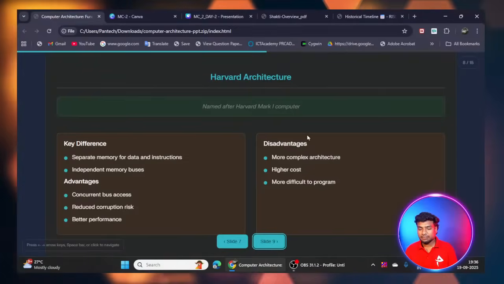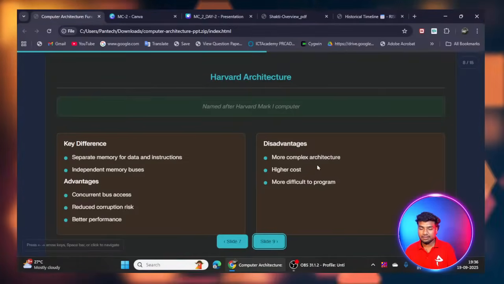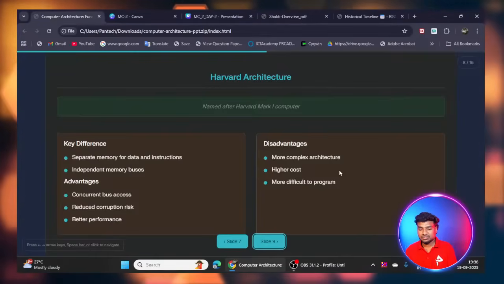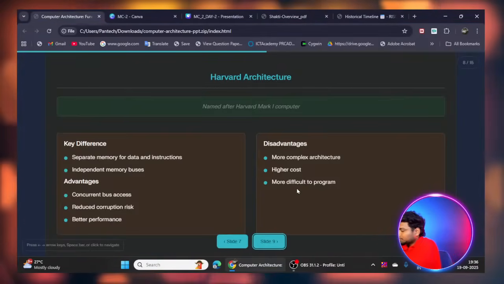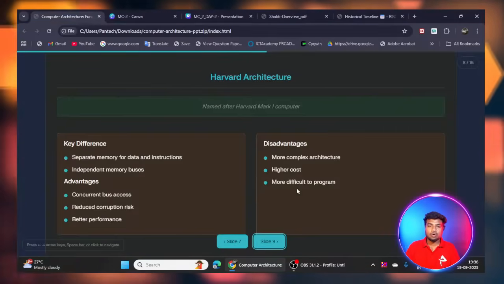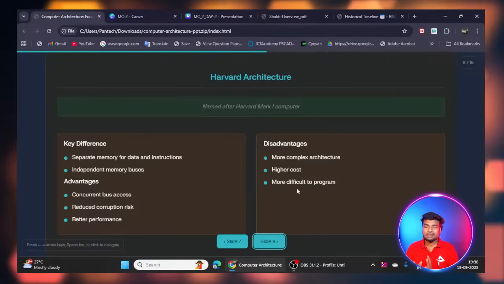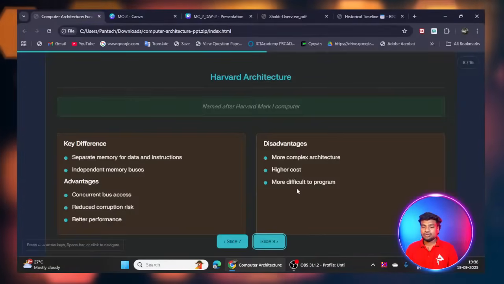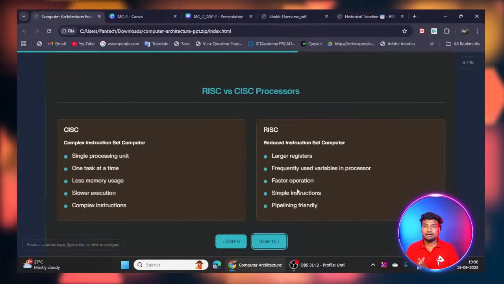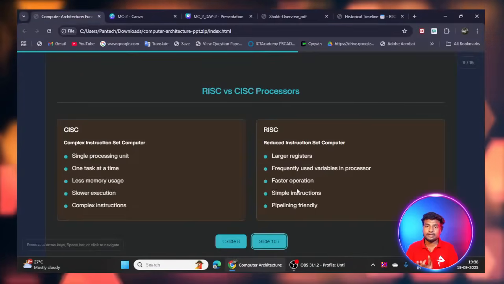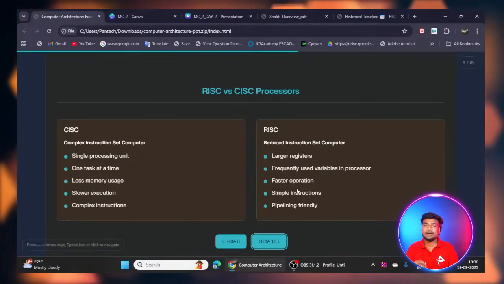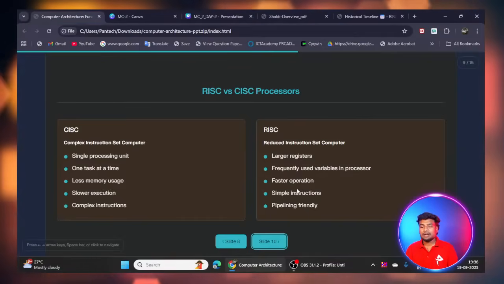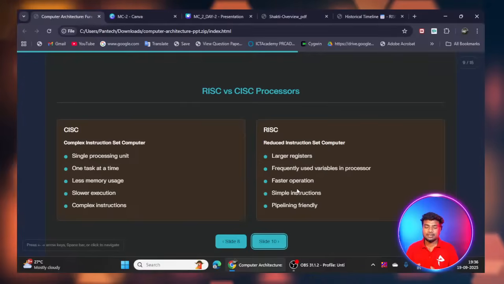It also has some disadvantages: a more complex architecture, high cost, and it is more difficult to program. So this is a kind of complex architecture. Coming to the two architectures we are currently using, one is RISC and the other is CISC. RISC means reduced instruction set computer, and CISC means complex instruction set computer.